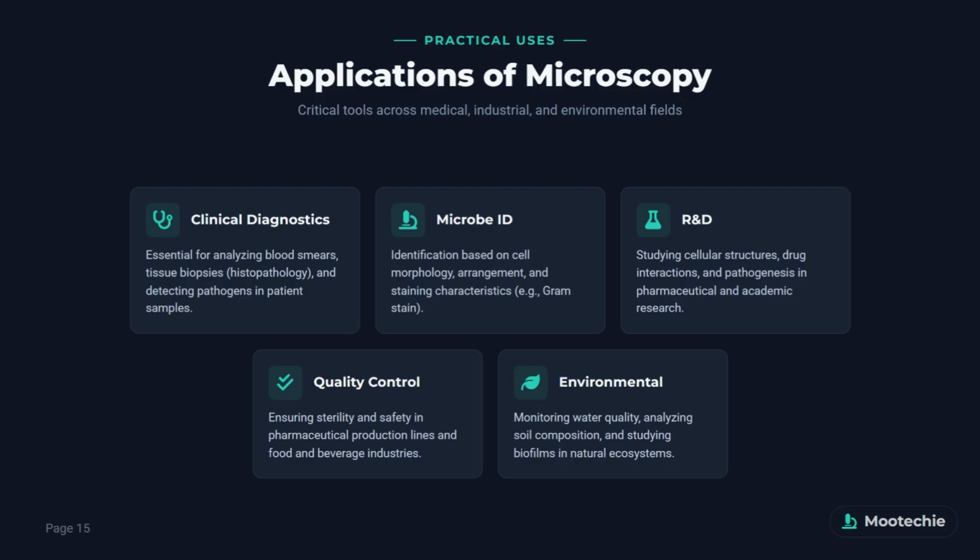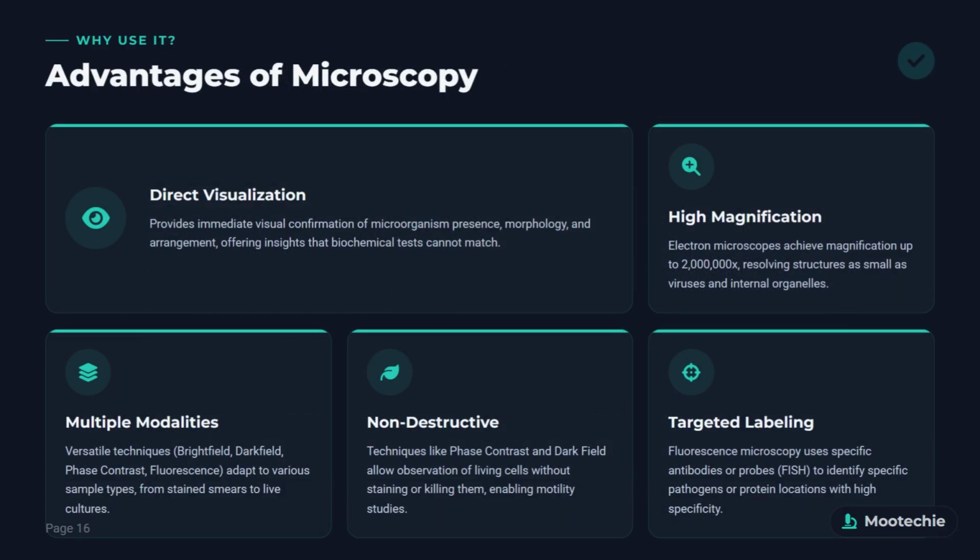So, why is microscopy so powerful? This slide lists its key advantages. The first is direct visualization. You get immediate visual proof of what's there, its shape, and how it's arranged. It offers incredibly high magnification, especially electron microscopes that can see viruses. There are multiple modalities, different techniques for different samples, from dead-stained ones to living cultures. Many methods are non-destructive, letting you watch live cells move and grow. Finally, targeted labeling with fluorescence allows you to hunt for specific molecules with high precision.